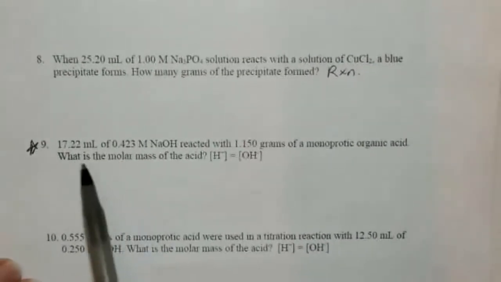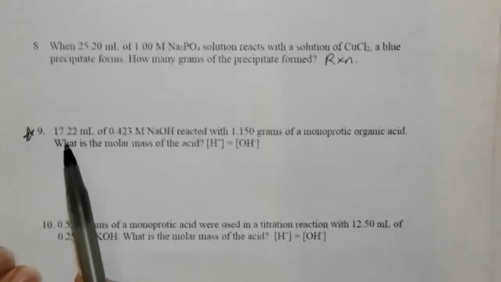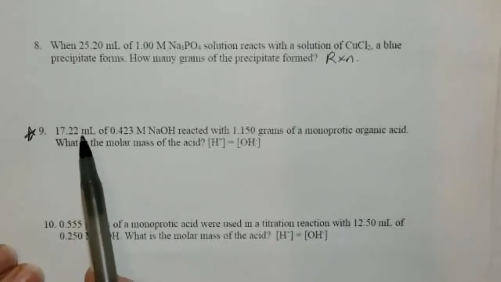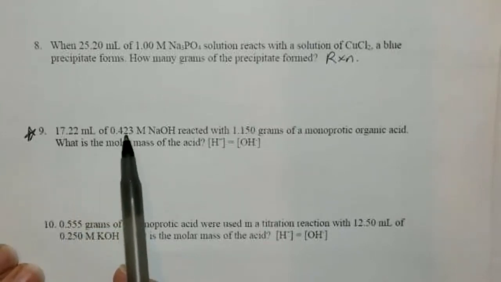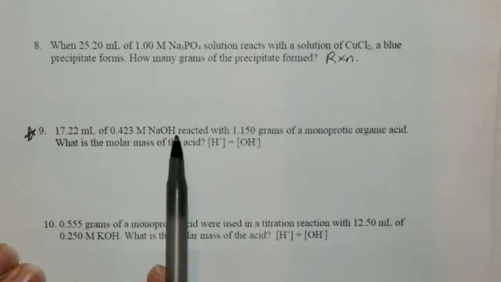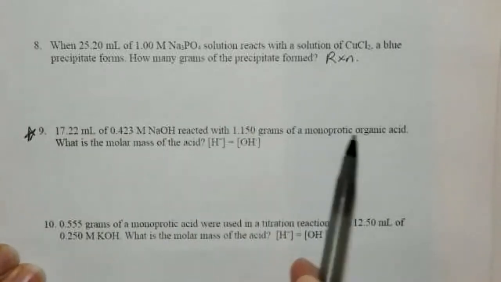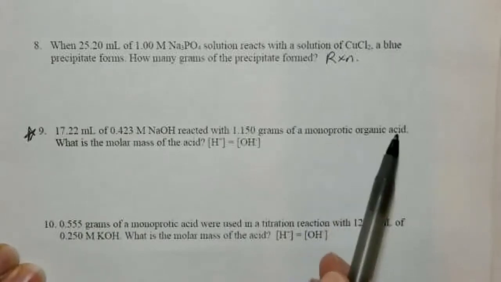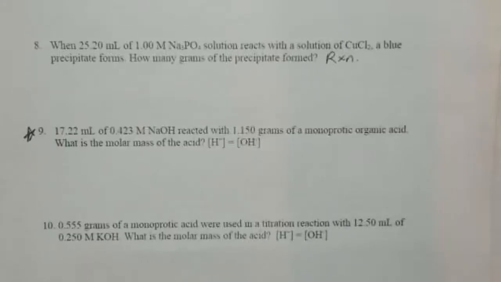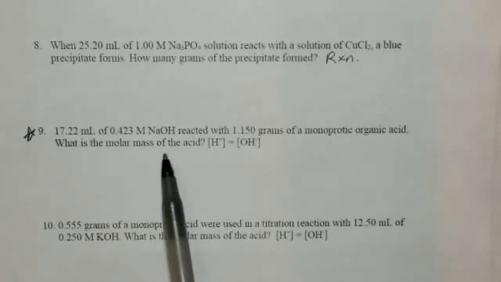Now, this one is a little interesting. It says I've got 17.22 milliliters of a 0.423 molar sodium hydroxide. It's reacted with 1.150 grams of monoprotic acid. Monoprotic just means that there's only one hydrogen. If it were diprotic, that would mean there would be two hydrogens, like H2SO4. And what we want to know is, what is the molar mass of the acid?